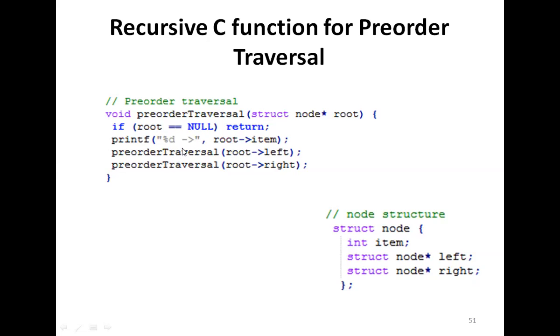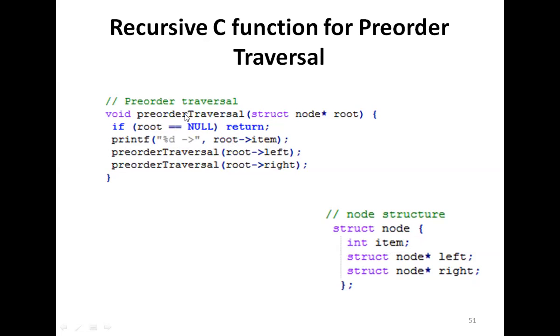So first what to do: first the root node, print the root node, then traverse left, then traverse right, using preorder. So you see printf %d root item, so this is the structure, and item is the data value that we are printing here. Because we started here from the root, the root item data value is printed here. Then what to do, traverse the left subtree.